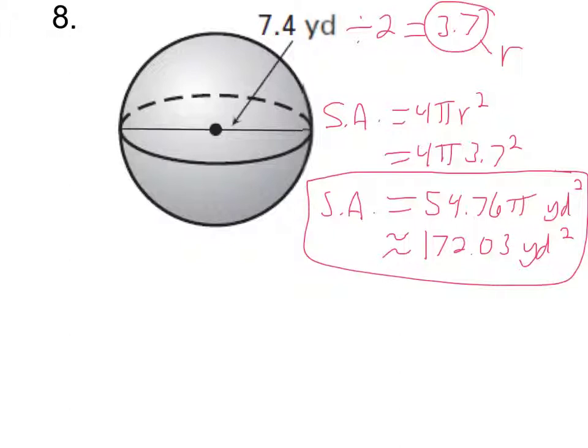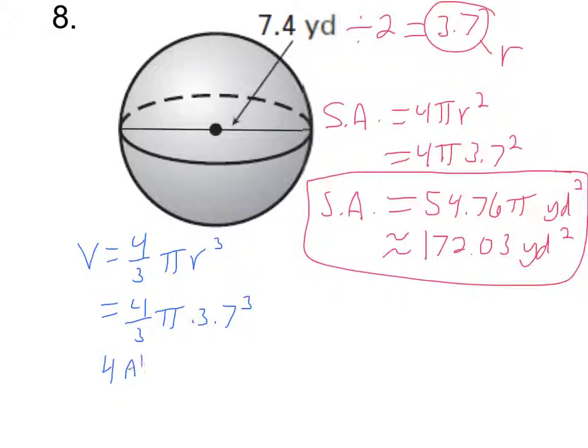All right, the volume of a sphere is 4/3 pi r to the third. So that's going to be 4/3 pi times 3.7 to the third power. If you're going to type this into the calculator, which you're probably going to do, I would type it in as 4, ABC, 3. That's how I do the 4/3. And then I would do times 3.7 to the third power.